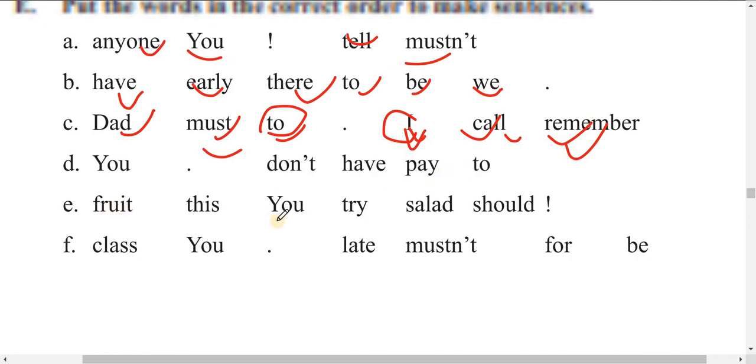Now E, you should try this fruit salad. In this way, you should try this fruit salad. Now, you mustn't be late for class.